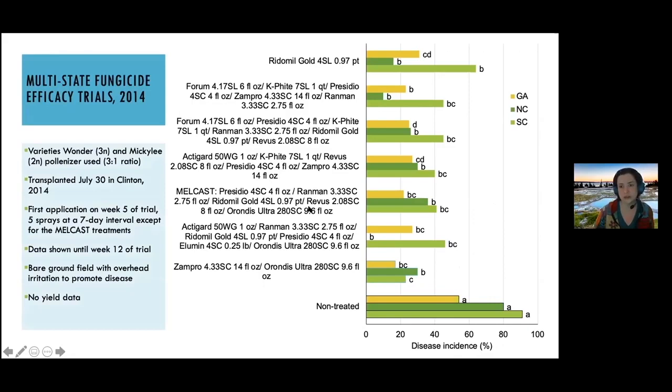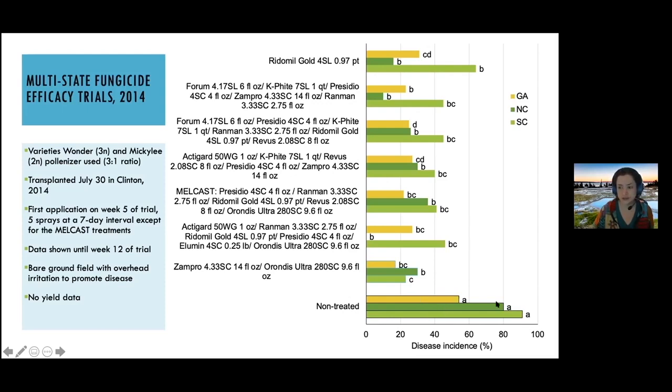We repeated this experiment, but actually we did it before in 2014 in collaboration with Georgia and South Carolina, because since every state has a little bit of a different pathogen population and different fungicide efficacy, we just wanted to see in general how things looked, right? Very similar treatments. We also included the MELCAST option. Same information as far as trial conditions.